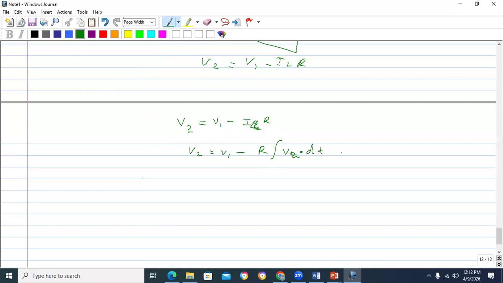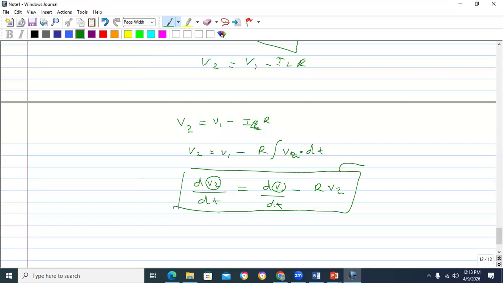So to get rid of this integration, you need to get the derivative. So you will have dV2/dt equal to dV1/dt minus RV2. So here it has two variables, no? It has two variables, and solving this differential equation is difficult again. Okay.